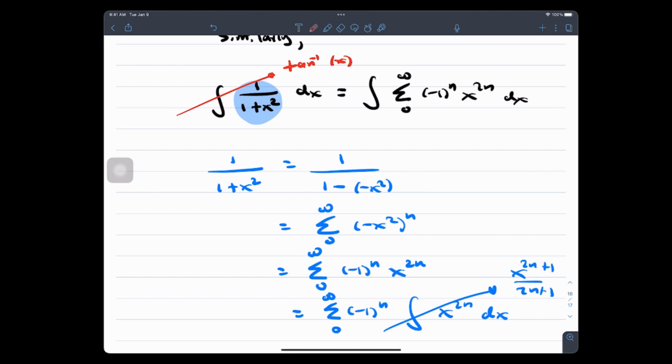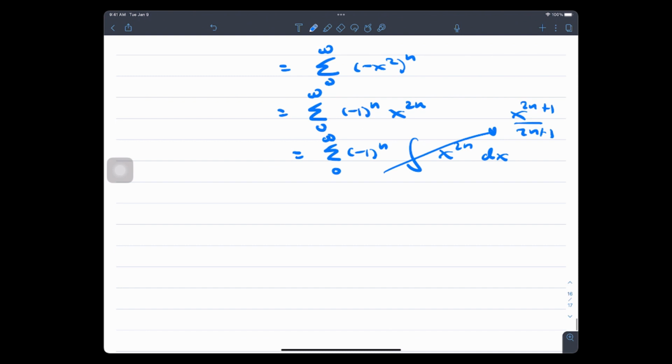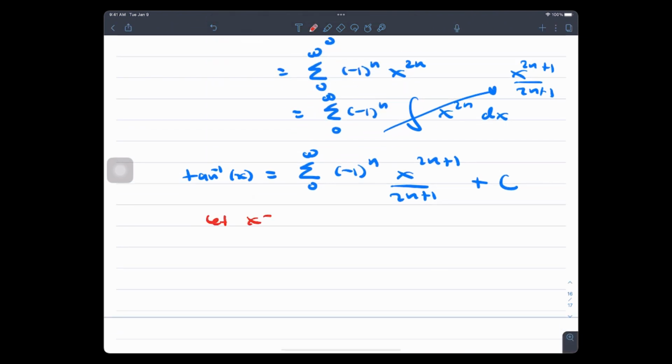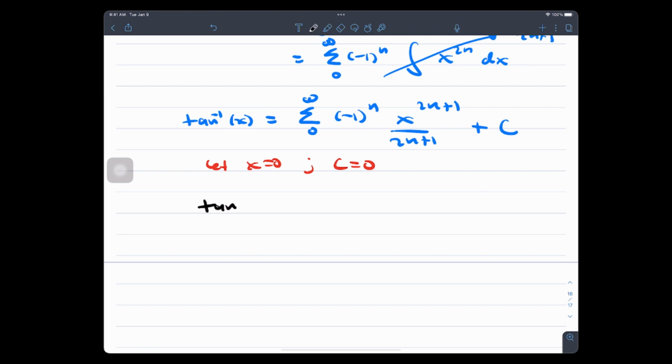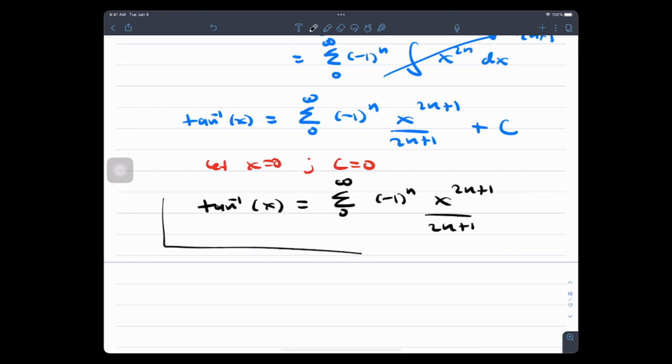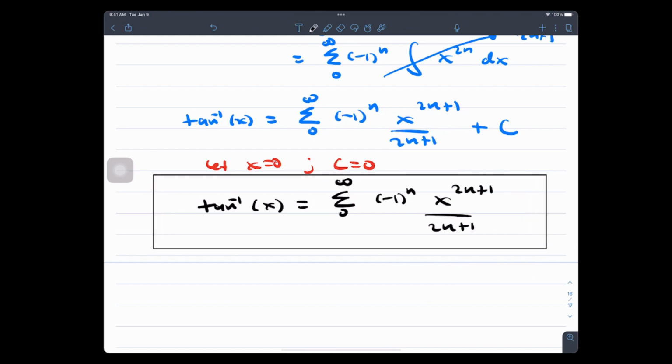And over here, if you guys forgot what this is, that's your inverse tangent. Inverse tangent is the sum, negative 1 to the n, x to the 2n plus 1 over 2n plus 1, plus your c, and again, they're going to let x be 0. That gets your c as 0 here. Inverse tangent is the sum from 0 to infinity, negative 1 to the n, x to the 2n plus 1 over 2n plus 1. So you got these power series expansions again here.